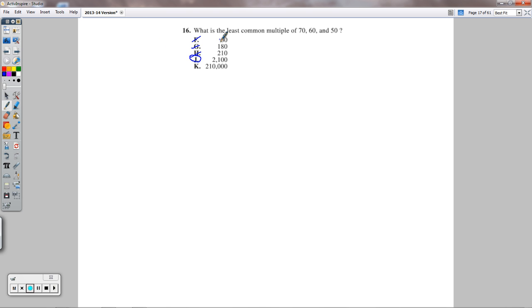So we know that we don't really need to check choice K then, because J worked. That would be lower than K. So K would be a multiple of 70, 60, and 50, but not the least common multiple. We're looking for the lowest one.